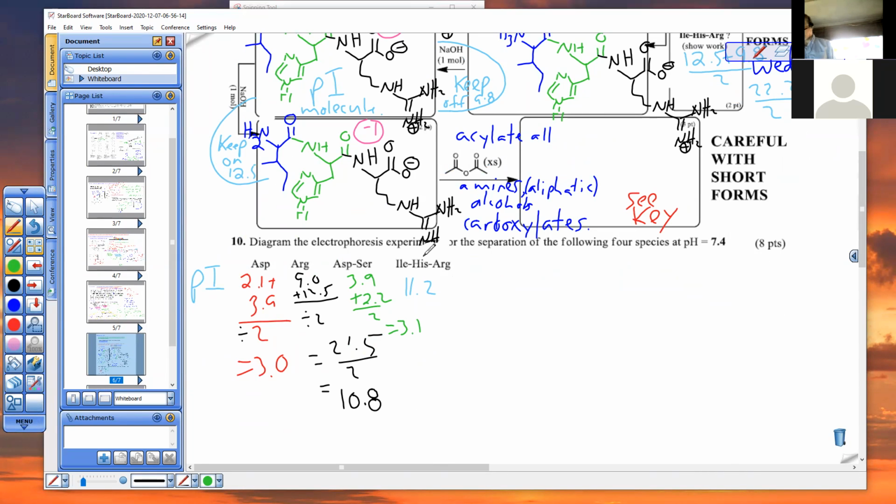So diagram the electrophoresis experiment for the separation. I erased some stuff there. We don't even know what electrophoresis is yet, do we? Electrophoresis experiment. Well, as it suggests, you're using electricity and you're separating things based on two things really: charge, which is all pI is about, and size. Size we're going to ignore in our discussion, but we have things like acrylamide gel that are used during this experiment, which can sort things according to size and charge.